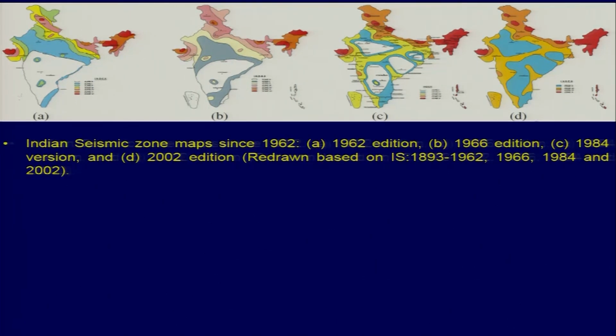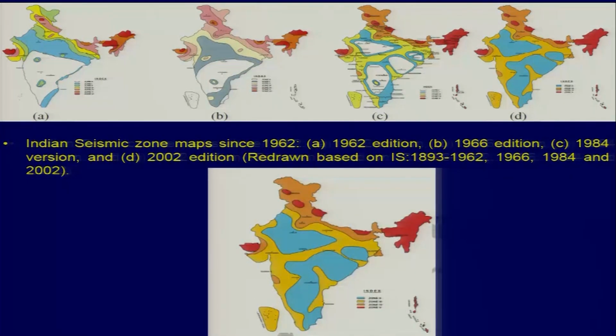So, the Indian seismic zonation maps since 1962: the first edition was in 1962, then 1966, 1984, and then 2002. This was after the 2001 Bhuj earthquake. So now we no more have zone 1, which was seen here. This white part was all zone 1. So this zone 1 is not available. This remains the same, the red part is zone 5.